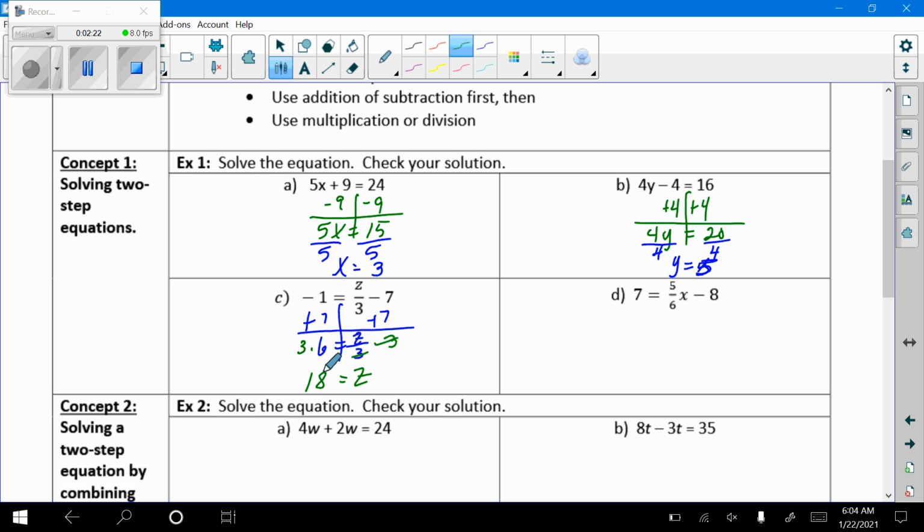Try d on your own. So pause me and try d. Add 8. Now 15 is equal to 5 over 6x. So now I need to multiply by the reciprocal to get rid of that. So 6 over 5 multiplied by 6 over 5. This is like over 1. And we're going to reduce and reduce. So I get x is equal to, and reduce this. 5 goes into 15 3 times. 6 times 3 is 18.